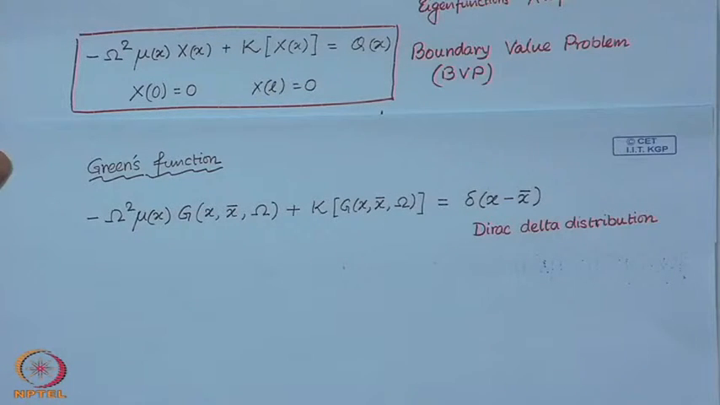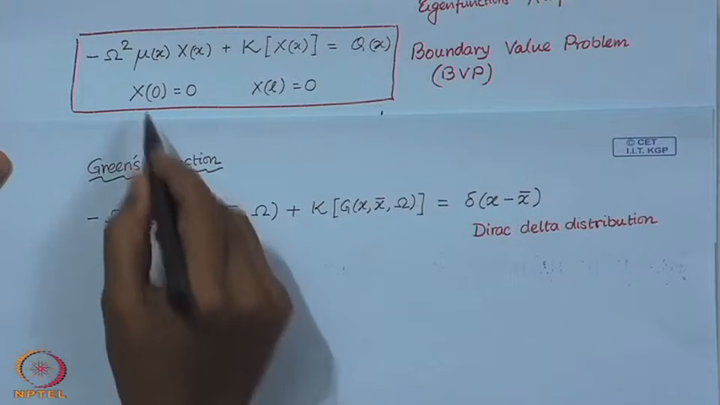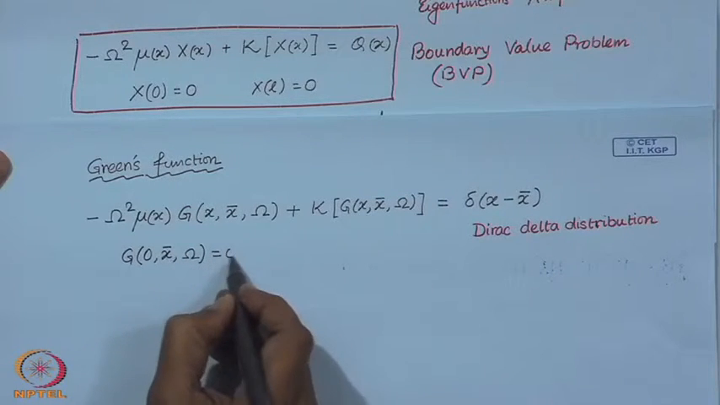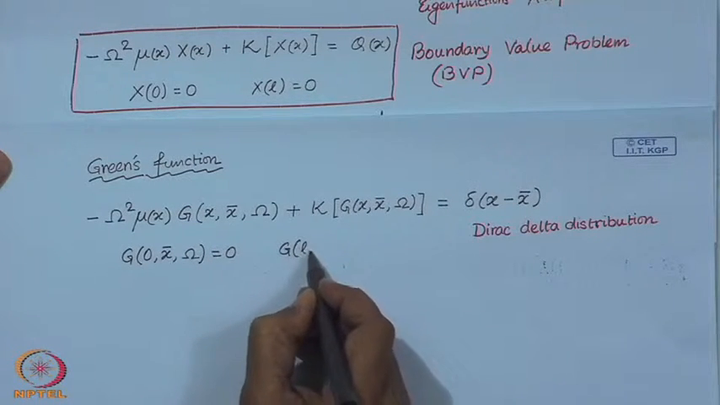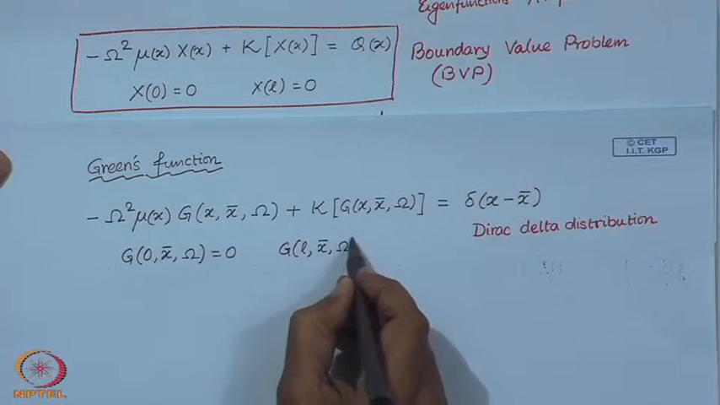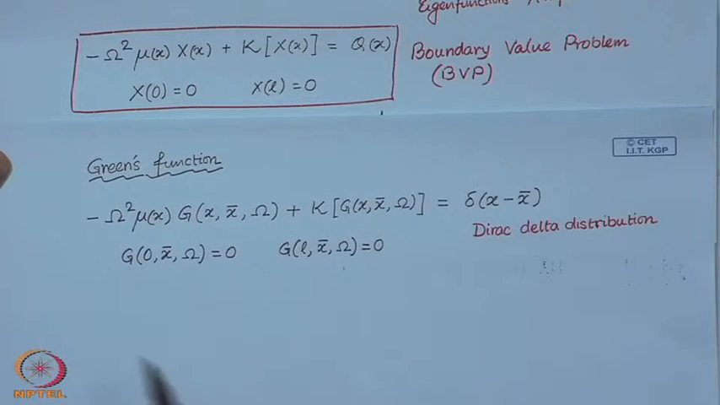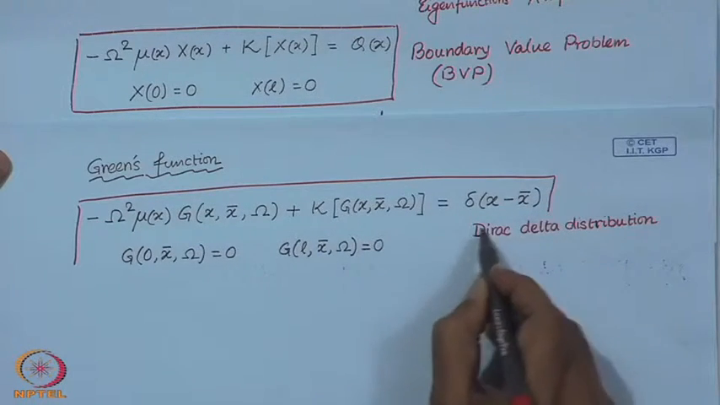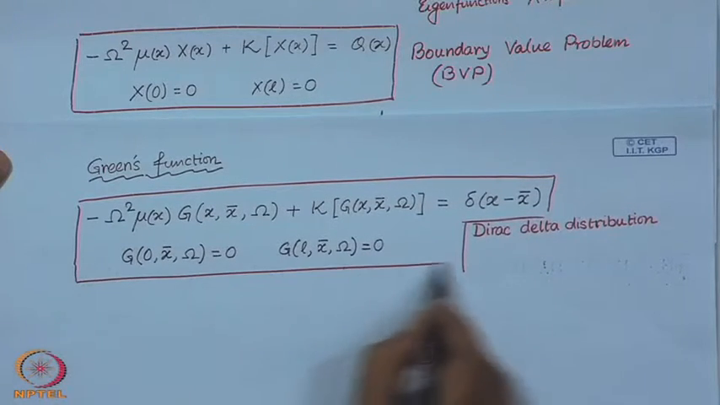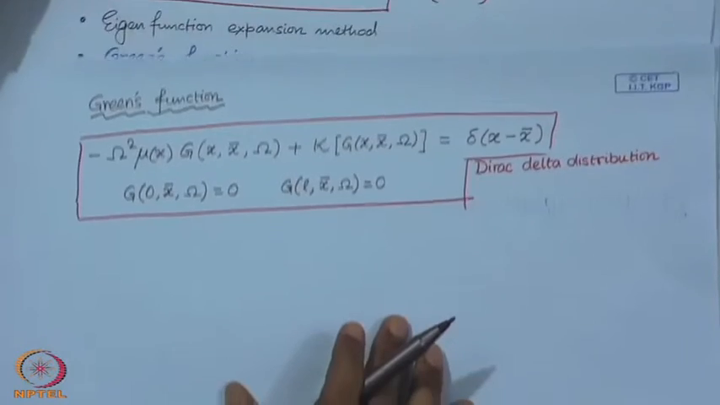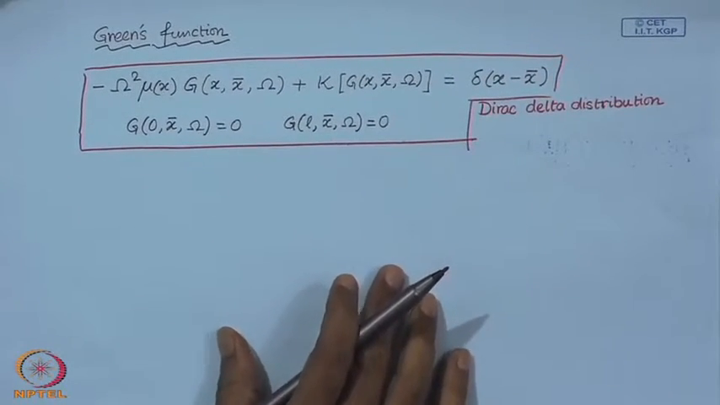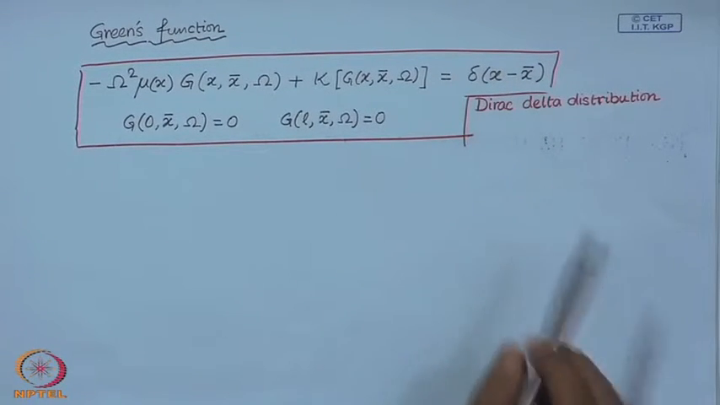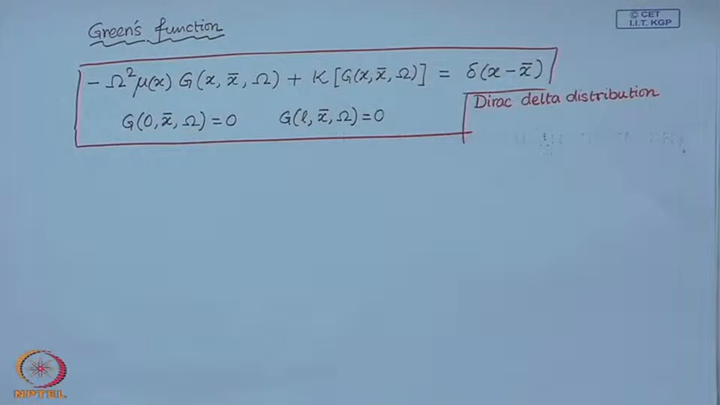And of course, the Green's function also satisfies the boundary conditions of the problem. So, this boundary value problem defines the Green's function. So, you realize that the Green's function is a solution with a special forcing in terms of Dirac delta applied at x equal to x bar.